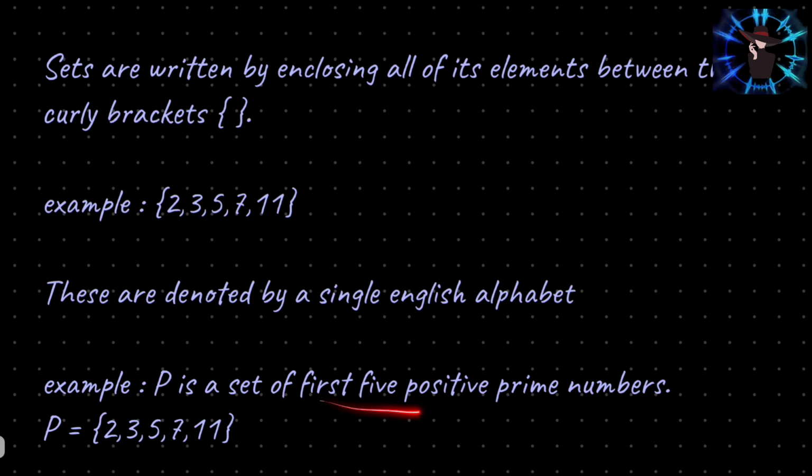P is a set of first 5 positive prime numbers. So the name of the set is P. What are the first 5 positive prime numbers? That is 2, 3, 5, 7, 11. We know what prime numbers are: they have only 1 and themselves as factors. 2, 3, 5, 7 and 11 are the first 5 positive prime numbers, with the set name P.